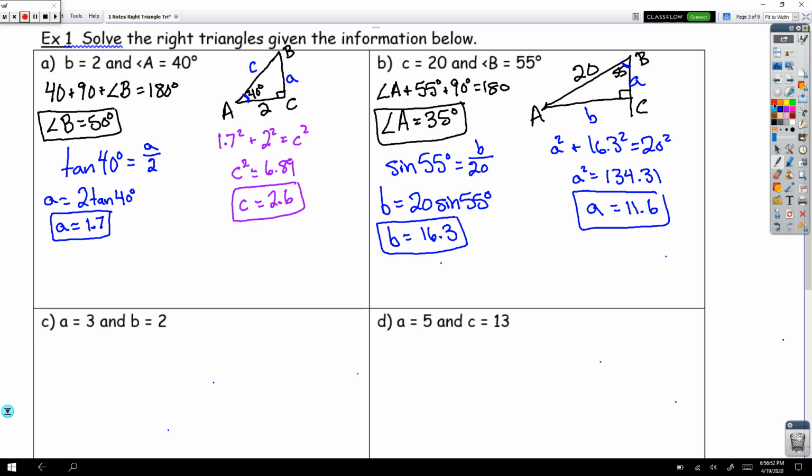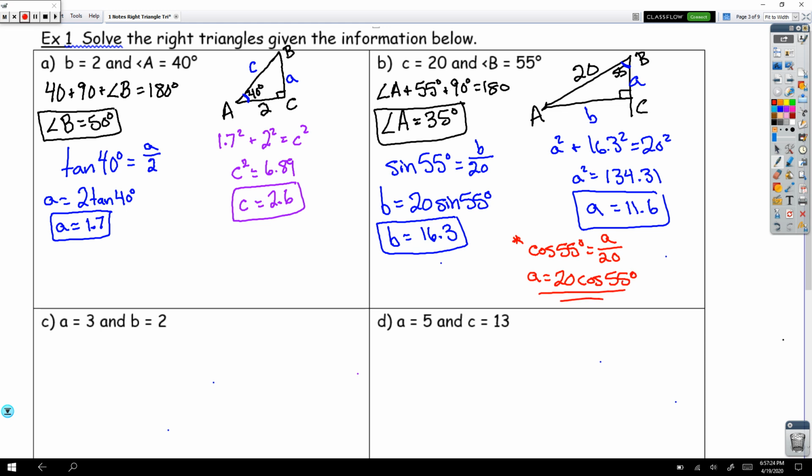Now, that's not the only way you can solve this problem. There's a lot of different ways you could go about doing this. Let's say you wanted to find a first, using that same 55 degrees. Instead of using sine, you could have used, and this is just an example, the cosine of 55 degrees would be adjacent over hypotenuse. So it would be a over 20. So a would equal 20 cosine of 55 degrees. And so on and so on.